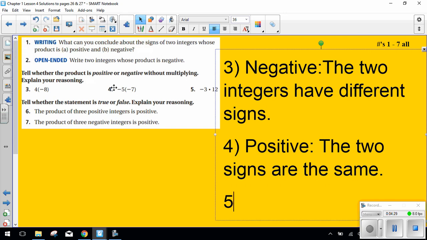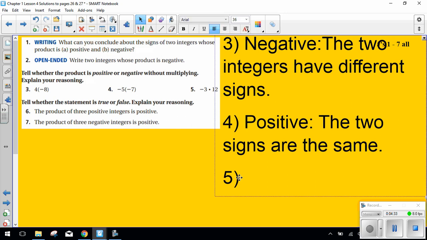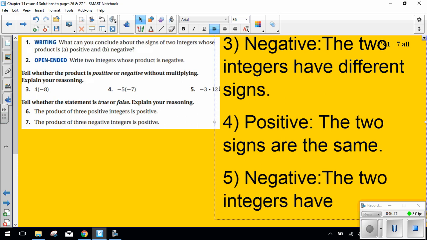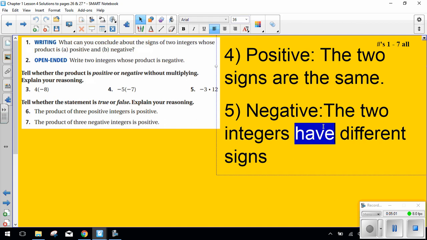And finally, number 5. I have a negative and a positive, so my solution is going to be negative. How do I know that? The two integers have different signs. Let me just move that up for you. Okay, so that's 3, 4, and 5.